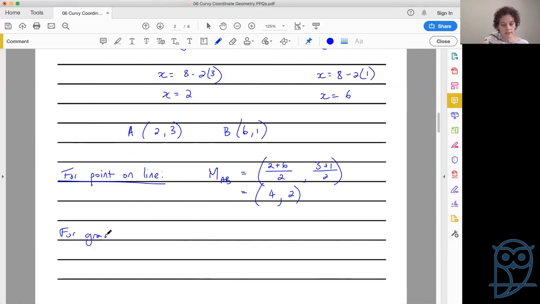For gradient of AB, little m for gradient, big M for midpoint. We want y change, so 3 minus 1 over x change, 2 minus 6, and there's our coordinate pairs lining up beautifully. So 3 minus 1 gives us 2. 2 minus 6 gives us minus 4, so we're left with minus a half.